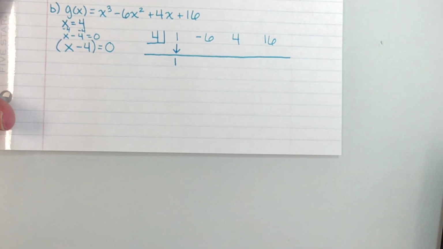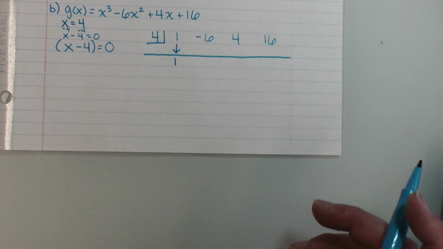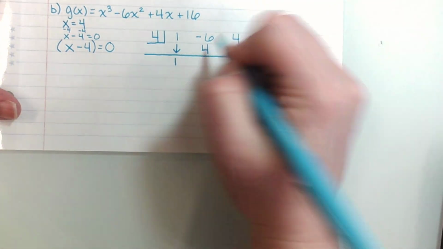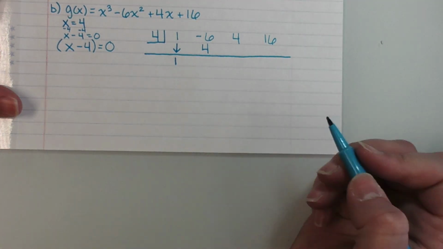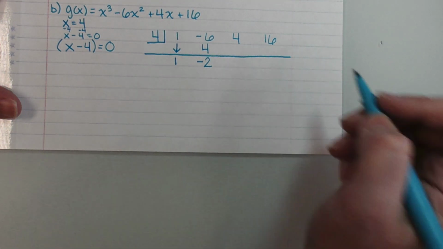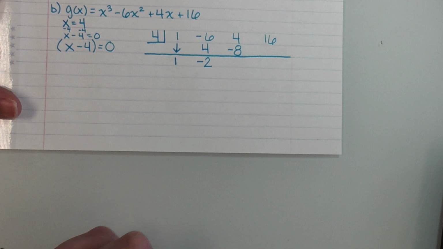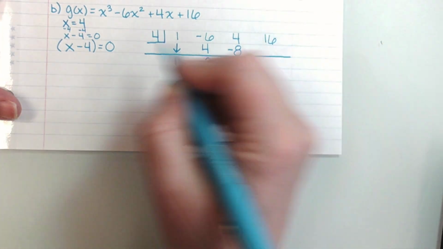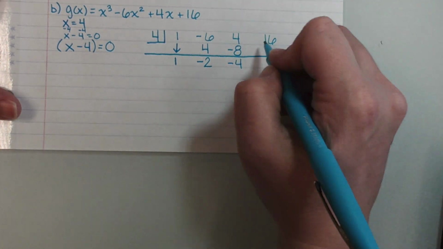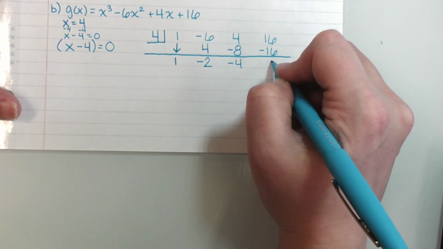Pull down the first term, and in synthetic division, it's multiply then add, then multiply then add, then multiply then add. 4 times 1? 4. Negative 6 plus 4? Negative 2. 4 times negative 2? Negative 8. 4 plus negative 8? Negative 4. 4 times negative 4? Negative 16. 16 plus negative 16 is 0.